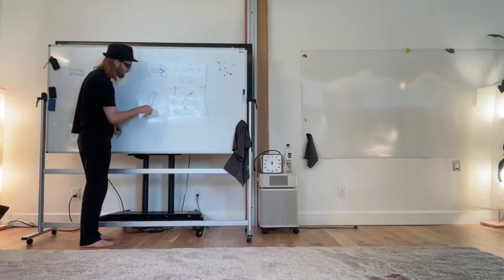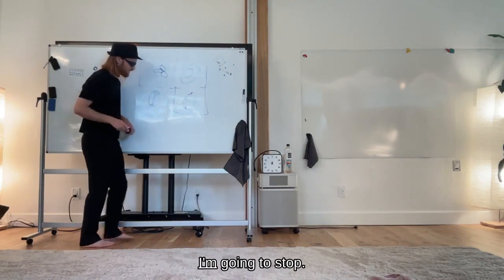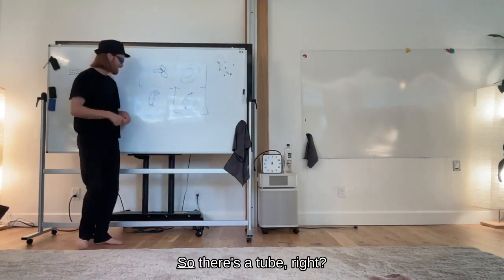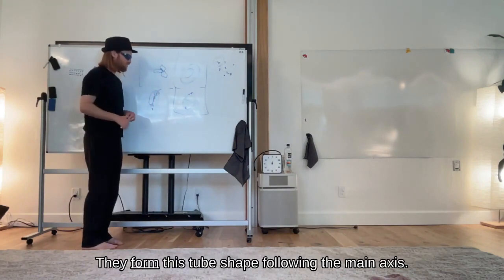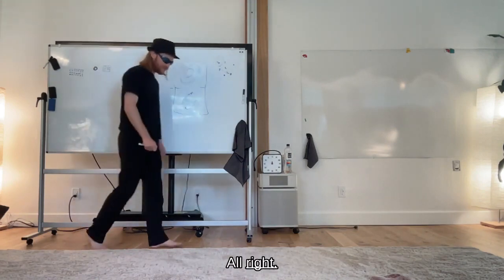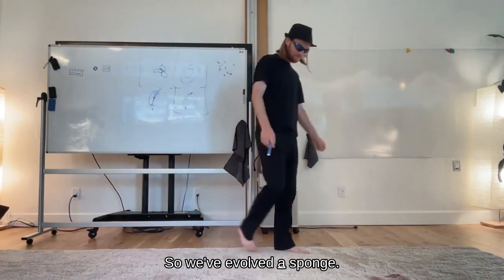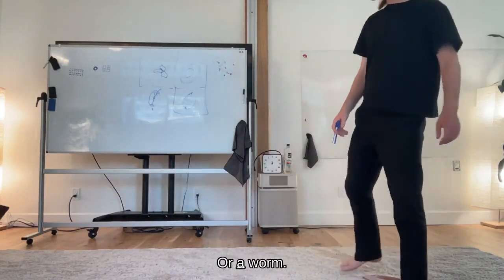Turns out I can't really draw a tube. I didn't know this before right now, but yeah, this is not getting better. So there's a tube, right? They form this tube shape following the main axis. Alright, so we've evolved a sponge. Basically, yeah. Or a worm.